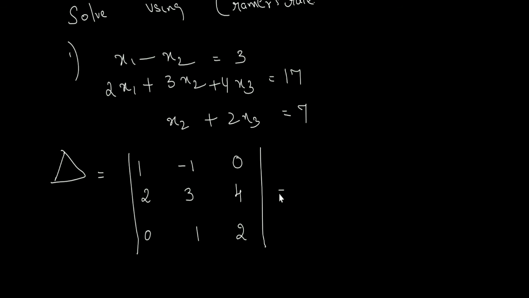Now we have to find the determinant of this. 1 into, cut this row, cut this column. You're going to multiply by the cofactor of 1. That means cut this row and this column. So it is 6 minus 4.